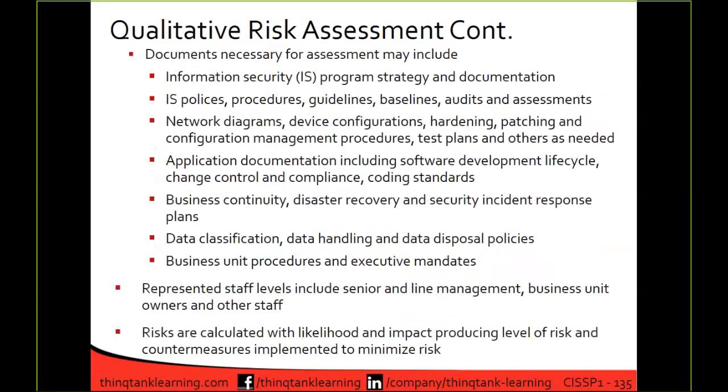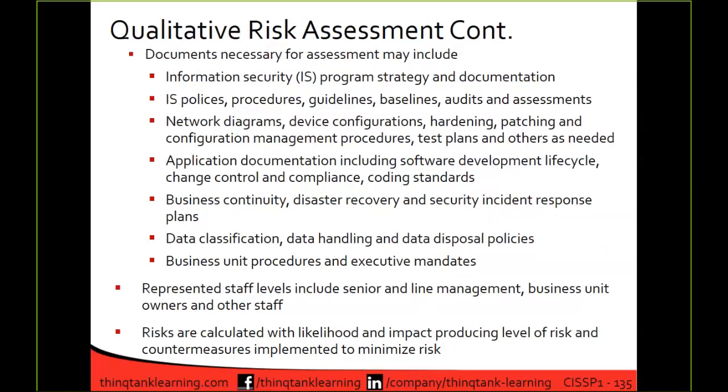What are the documents necessary for the assessment? Well, you need your strategy. You need to identify what your information security posture is going to be. You need your policies, your procedures, your guidelines, your baselines, your audits, your other assessments that might offer input into your assessment process.